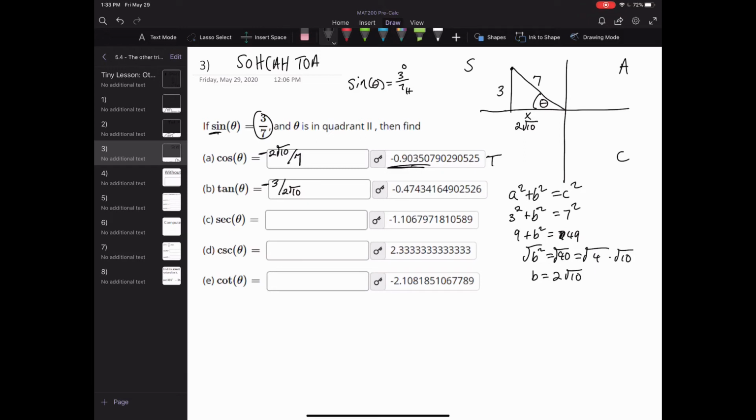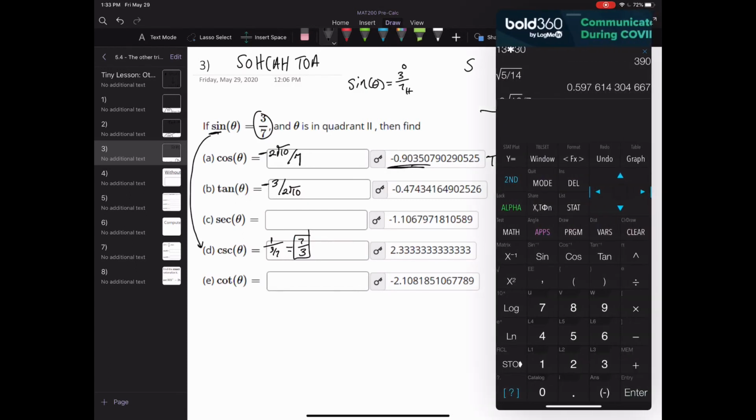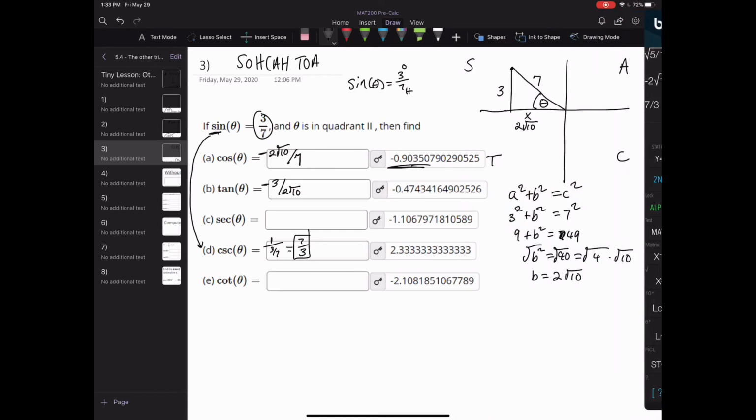Okay, secant. Now, which one does sine go with? Does sine go with secant or cosecant? It goes with cosecant. I always used to make that mistake. So cosecant is just 1 over whatever sine of theta is, so that's 3 over 7. So that really just works out to 7 over 3. Right, let's just test that out. And you can see that we get that 2.333 recurring.